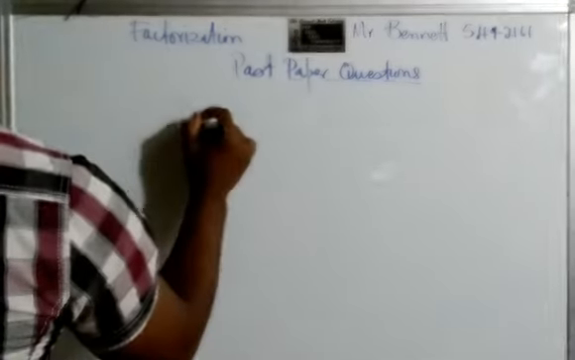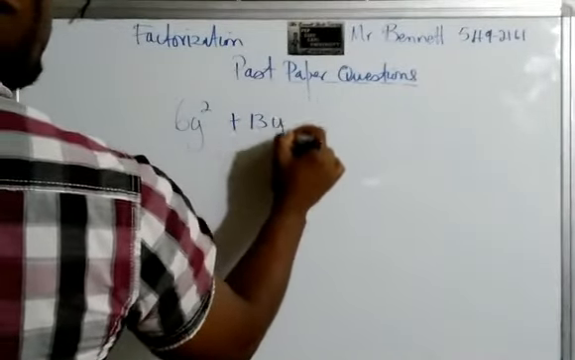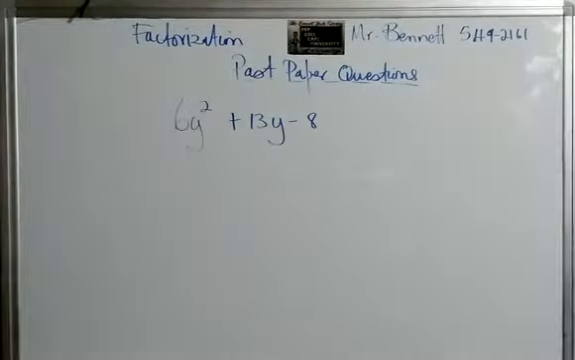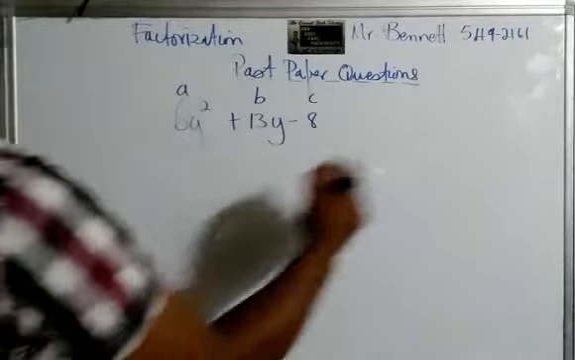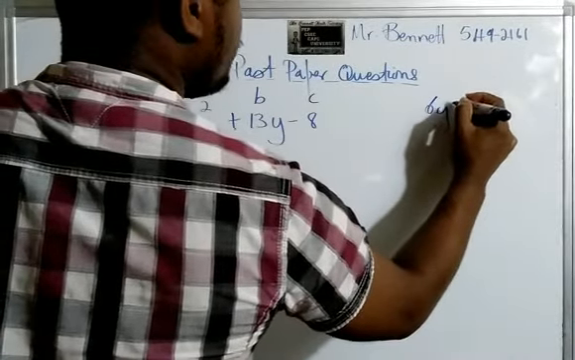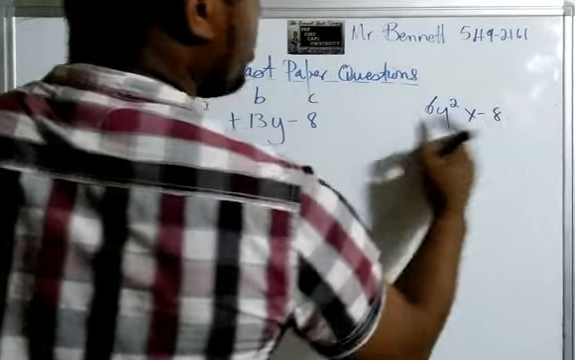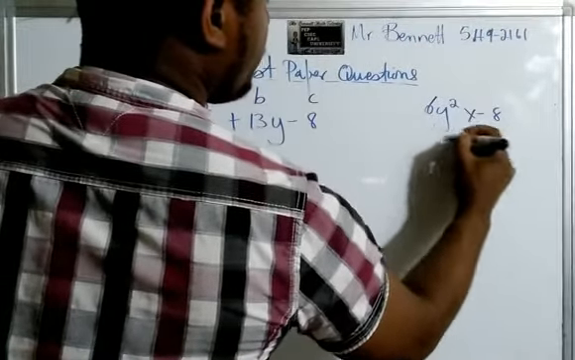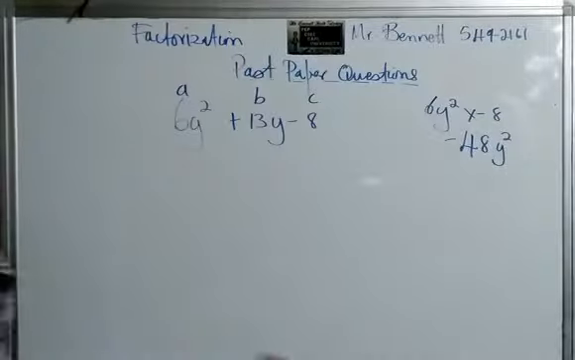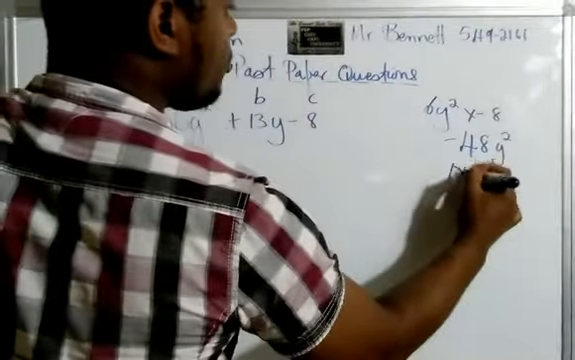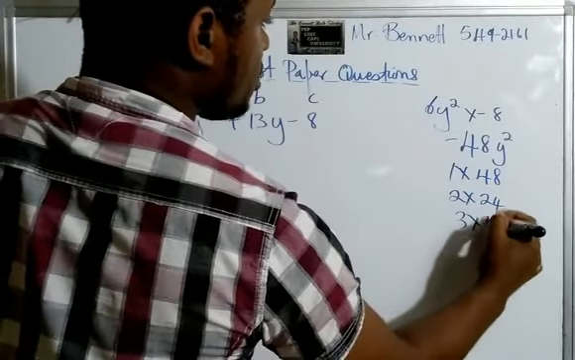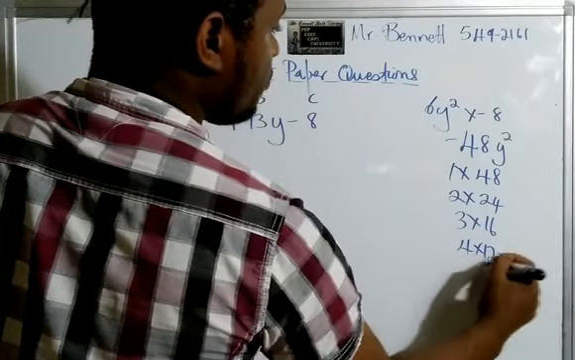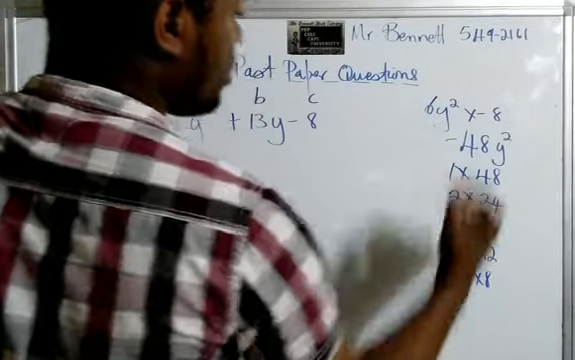So this one says 6y squared plus 13y minus 8. Now this is by the ABC method, or the factor method. So we call it ABC. So we need to say 6y squared times negative 8, 6 times 8 is 48. So it will be negative 48y squared. These are all the factors of 48, meaning all the numbers that when you multiply them, you get 48. 2 times 24, 3 times 16, 4 times 12, and 6 times 8. I think that will be it, guys.